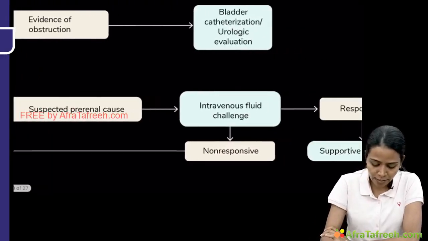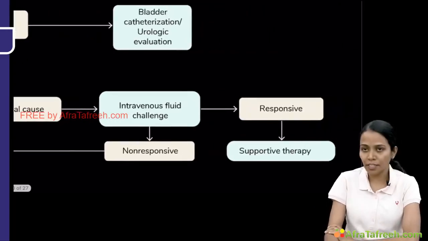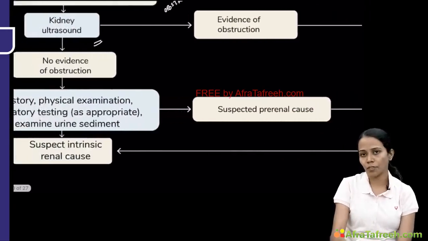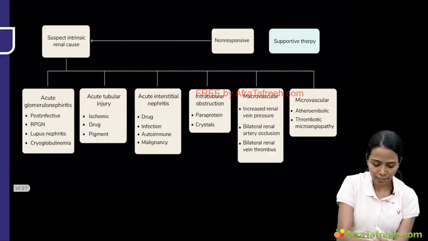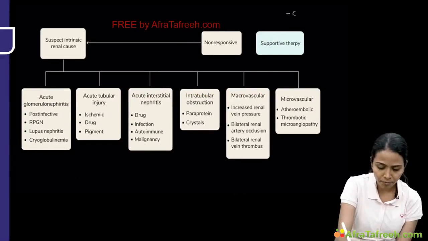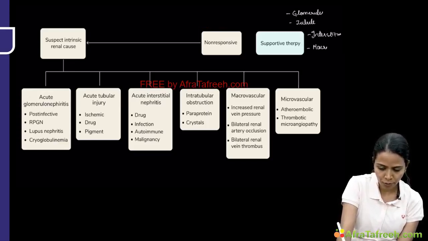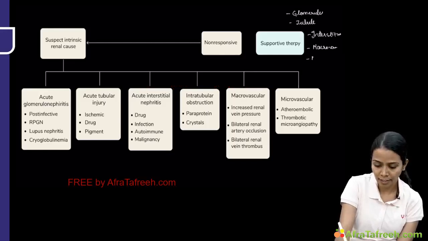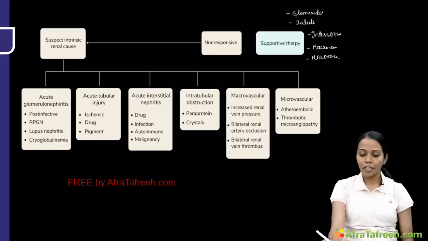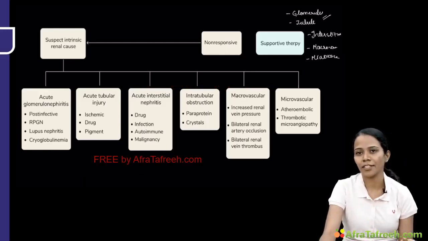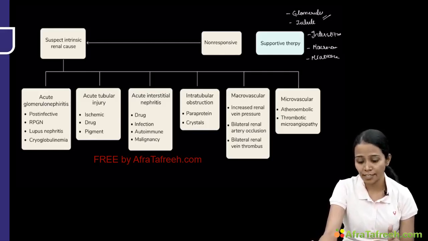In that, if you're getting a pre-renal cause, you give an IV fluid challenge. If it's responsive, supportive therapy. If it is non-responsive, then you suspect the intrinsic cause. Now, what are the intrinsic causes? So we know the components of the kidney, right? Glomerulus, tubule, interstitium, macrovascular, and microvascular. Now, glomerulus can be any acute glomerulonephritis like IgA nephropathy, infection-related glomerulonephritis, ANCA-associated vasculitis, SLE.